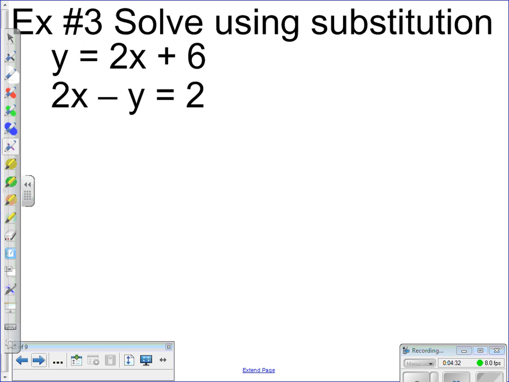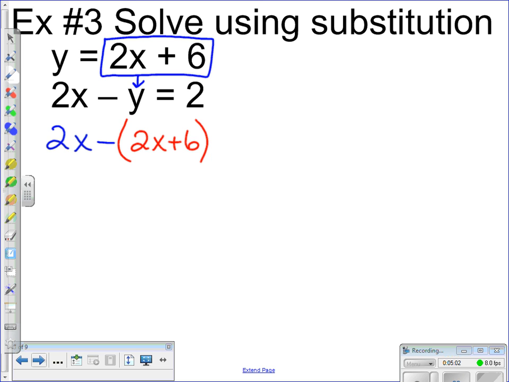Number 3. If you'd like to do this one by yourself first, pause before I start. In the beginning, we have y equals 2x plus 6. So you need to take the 2x plus 6, drop it down where the y is. So 2x minus the quantity, because it's not just 2x being put in there, it's 2x plus 6. There's two parts to that. That's why you need parentheses.